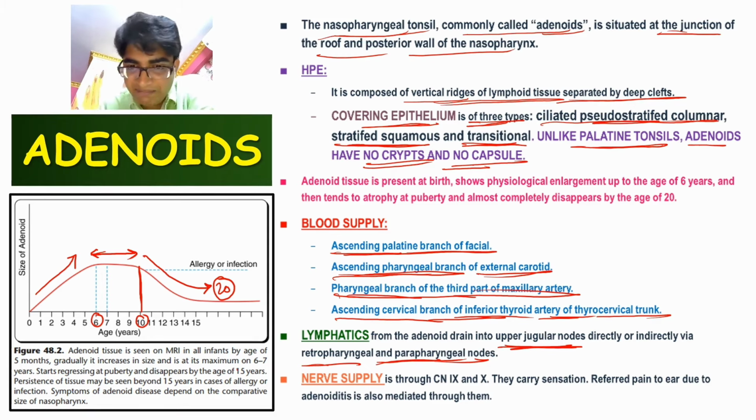Nerve supply, again through cranial nerves 9 and 10. They carry sensation; referred otalgia, meaning referred earache due to adenoiditis, is again mediated through them only, correct?